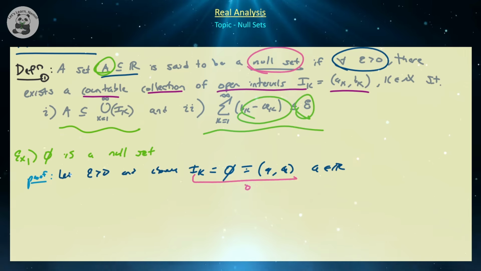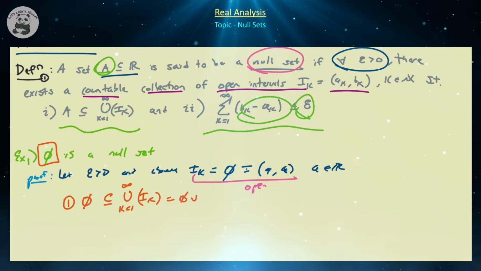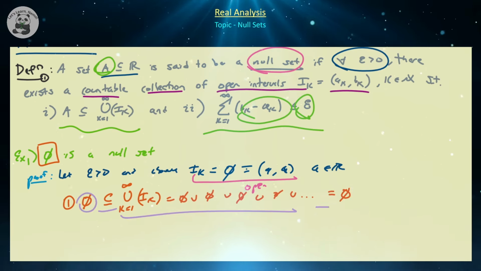So these are indeed open. They're also closed, but they are open. That's the only thing we need here. So let's check the properties to make sure that they are satisfied. The first property is that the set of interest is a subset of these. So we have the empty set is a subset of the union from k equals 1 to infinity of our intervals. That's just the empty set union the empty set union the empty set and so on. That's obviously just the empty set. And regardless of what the set would be, the empty set is always a subset of that set anyway, so the first property is obviously true.